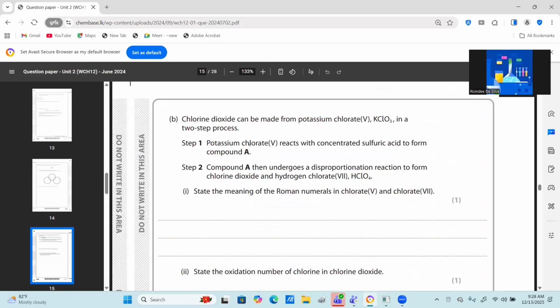Chlorine dioxide can be made from potassium chlorate in a two-step process. Potassium chlorate reacts with concentrated sulfuric acid to form compound A. State the meaning of the Roman numerals in chlorate(V) and chlorate(VII). That means to indicate the oxidation number of chlorine in the compound. So the oxidation number of chlorine in chlorate(V) is +5. You can write like that also. And in chlorate(VII) is +7.